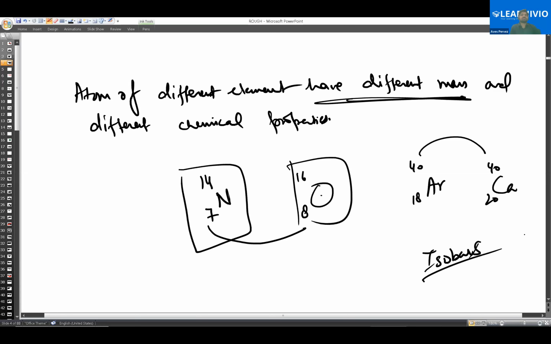Isobars and isotopes we'll discuss in detail. You have to keep in mind that isobars are elements that have same mass but different atomic number or different properties. Argon has 40 mass, calcium also has 40 mass. They both have 40 mass.